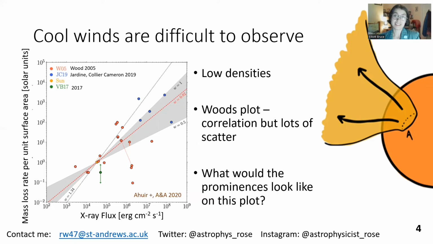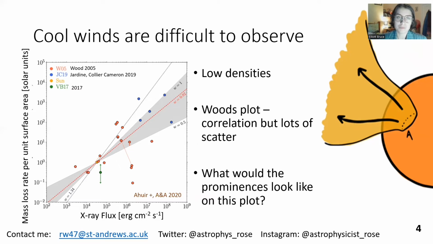Winds of cool stars are difficult to observe due to their low densities. With that said, there are a few methods by which their mass loss rates can be deduced, and the data from these are shown on this plot here. So again, the vertical axis is the wind mass loss rate, and the horizontal axis is the X-ray flux. A few of the methods include the interaction of the wind with a planetary atmosphere. The method that has produced the most points on this plot is the interaction of the wind with the interstellar medium. They're all the red points.